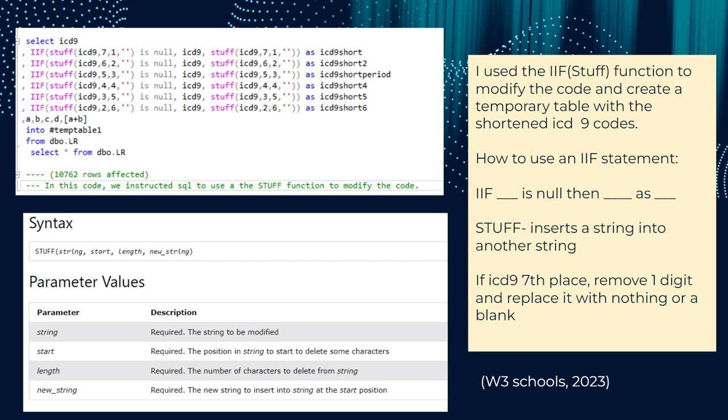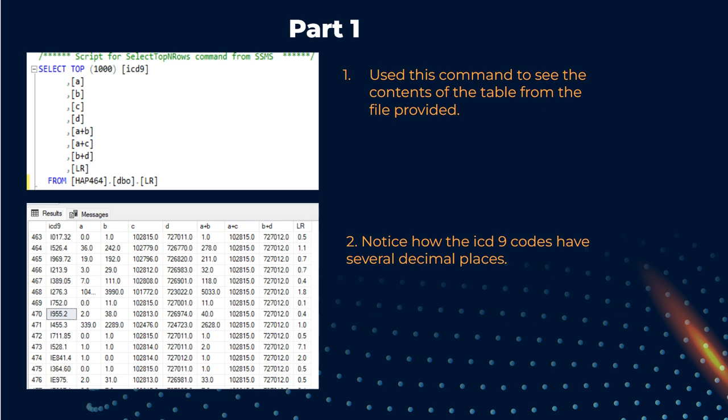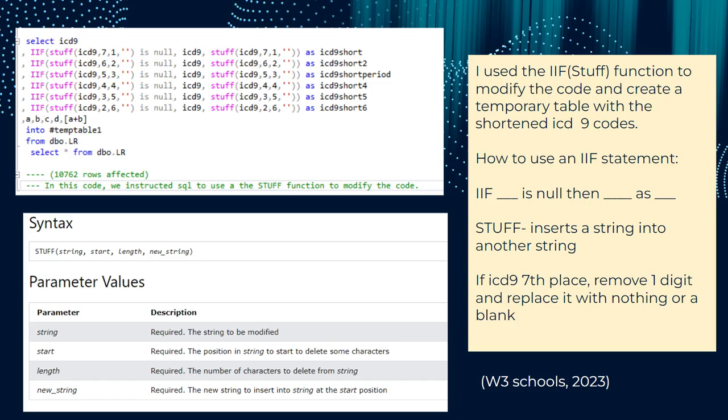The next thing that I did was to select the row ICD-9 from the table that we see here, because this is the most important table that we're going to use because we need to perform the ontological adjustment on that row. We're going to use the IIF and STUFF functions to modify the code and create a temporary table with the shortened ICD-9 codes.